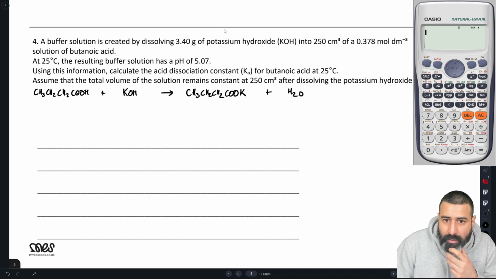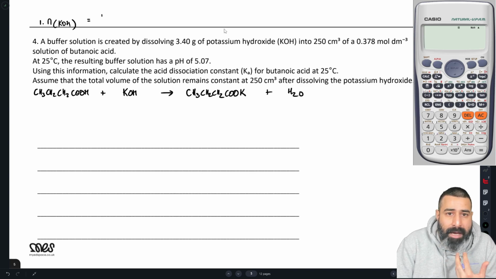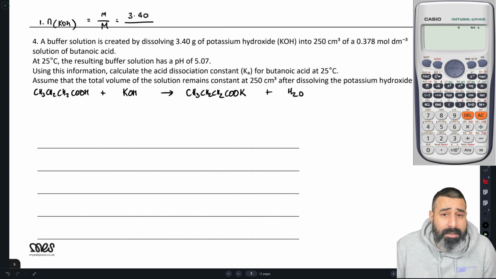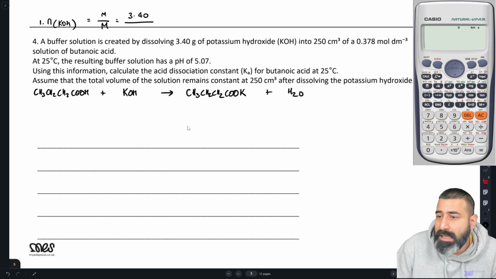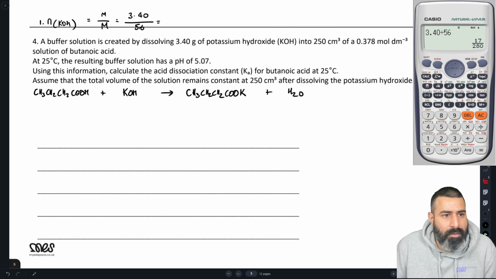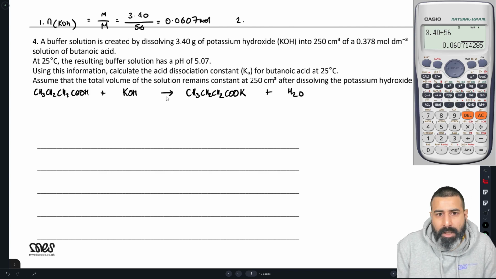So let's work in moles. Do I know the number of moles of KOH? No, but I can work it out because I have the mass over the molar mass, and the mass is 3.40, and the molar mass is going to be 39 plus 16 plus 1. So that gives us 56. So let's process that. 3.40 over 56 is 0.0607 mole of KOH.